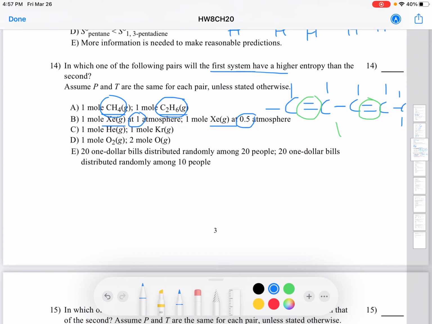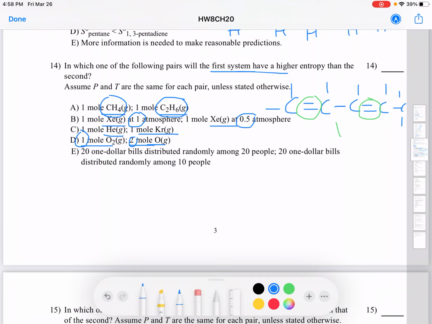C, 1 mole helium, 1 mole krypton. Helium molar mass is 4, krypton molar mass is higher than that. So the krypton has more entropy. 1 mole O2, 2 moles oxygen atoms. Of course, there are 2 moles of oxygen atoms, whereas here has 1 mole of O2. So the second one has more entropy compared to the first one.